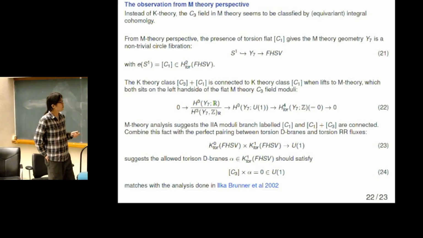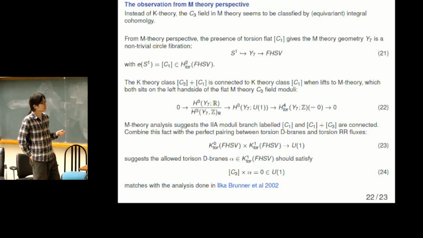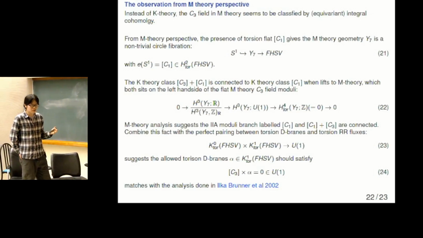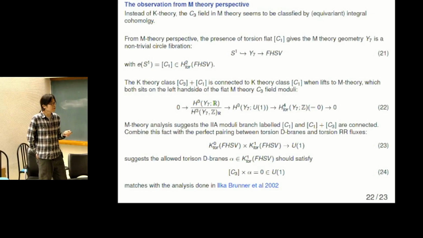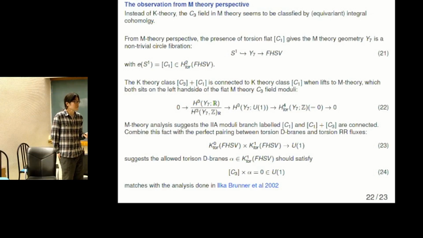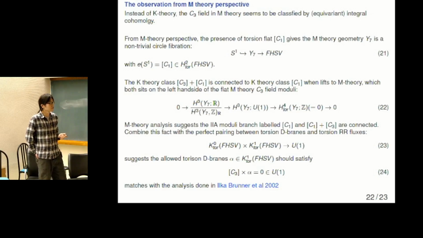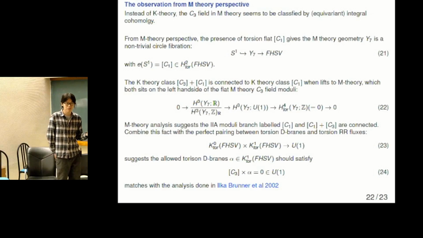Combined with this fact, together with the perfect pairing between torsion D-branes and torsion RR fluxes, we see that, at least at the torsion level, K-theory shouldn't be able to detect any differences between the K-theory class labeled by C1 and C1 plus C3. As a result, this simply imposes a condition on the torsion D-branes which satisfies the following property. And it is exactly this property that gives you the same physical D-brane condition that has already been observed in the paper, to satisfy the self-consistency of string theory itself.